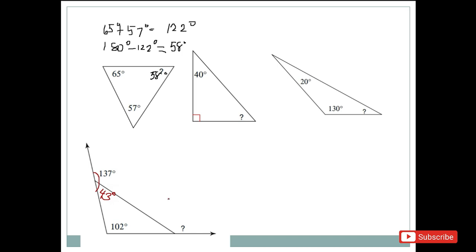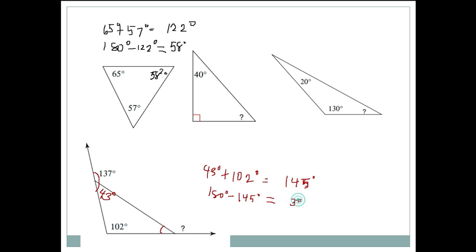So if this is 43 degrees, what should be this angle right here? So use the property for internal angles. So you could do 43 degrees plus 102 degrees would give you 145 degrees, right? Okay, this is 145, not 143, okay? And then to find this unknown angle right here, you could do 180 degrees minus 145 degrees. And then 180 minus 145 is 35 degrees, of course.